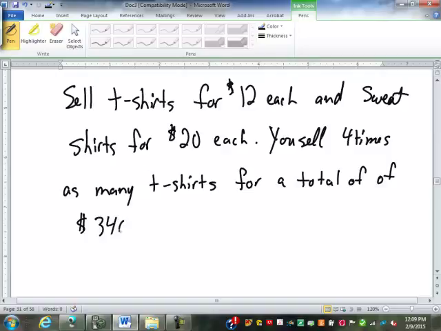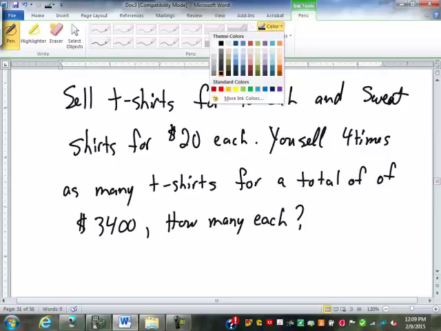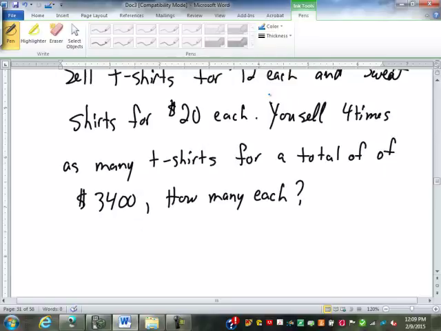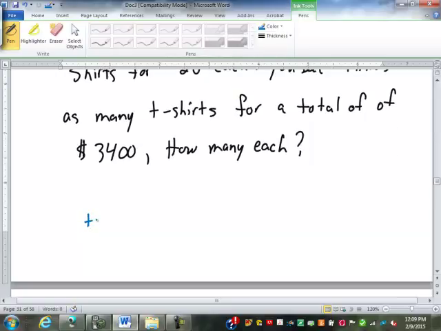$3,400. Let's try that. Again, how many of each did you sell? So this ends up being a little more complex. So we got the t-shirts. We got our sweatshirt.